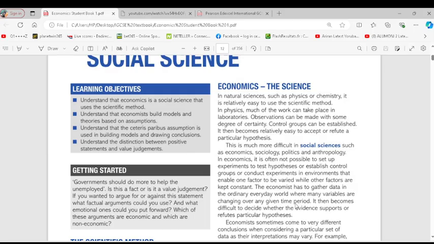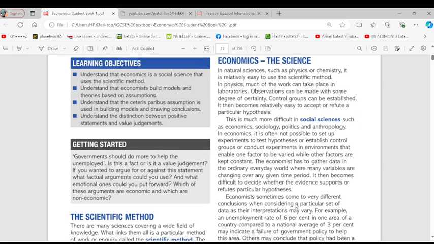But it is not the same, because in science, you can go to the laboratory, put 1 and 2 together, then the result will come out. Like blue litmus paper can become green. This is science. But economics as a social science is not that way, because it involves human behavior. So let's read. This is much more difficult in social science.